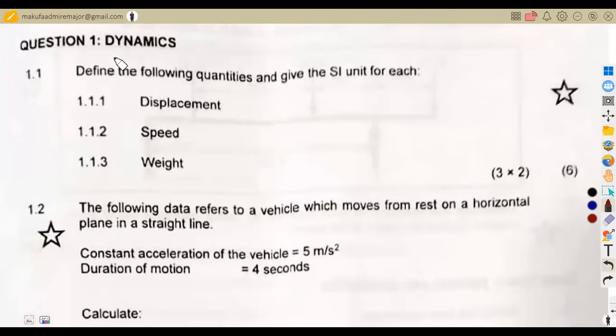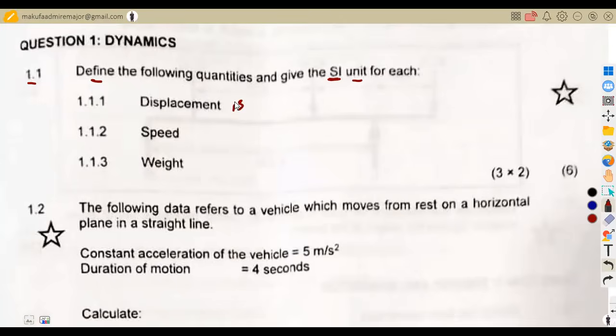So the first part was on dynamics, that is 1.1, define the following quantities and give the SI unit. Take note, we are asked not just to define, but also to give the SI unit for each. So we have got the displacement, which is the straight line distance that a body moves, measured in meters.